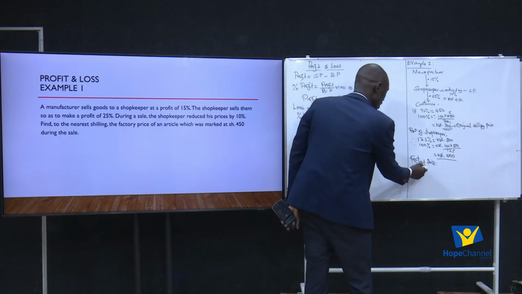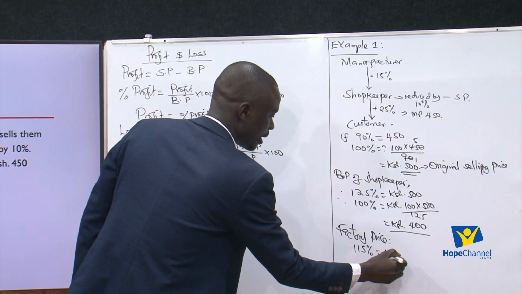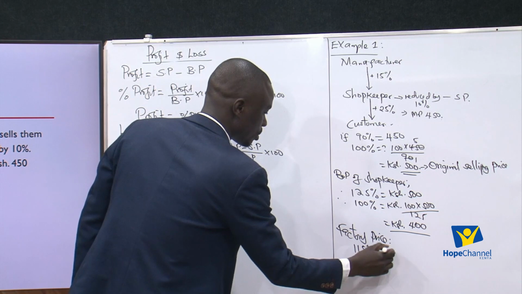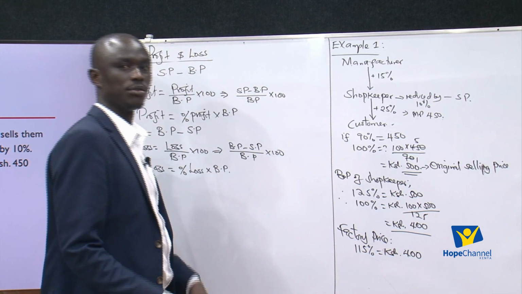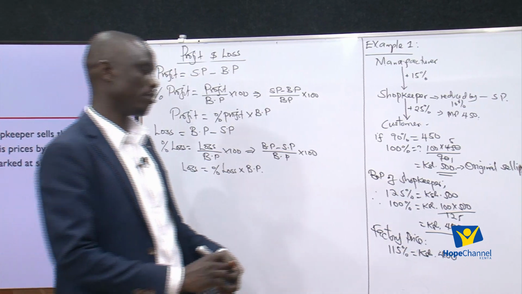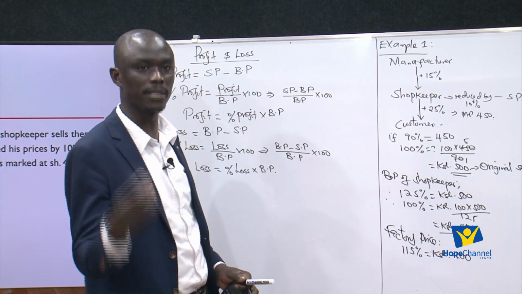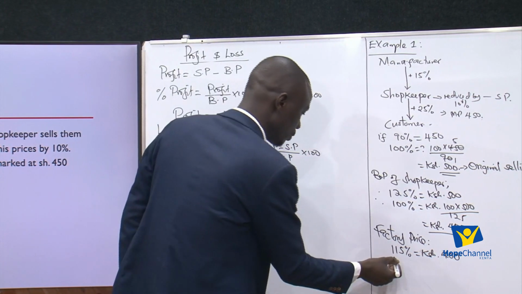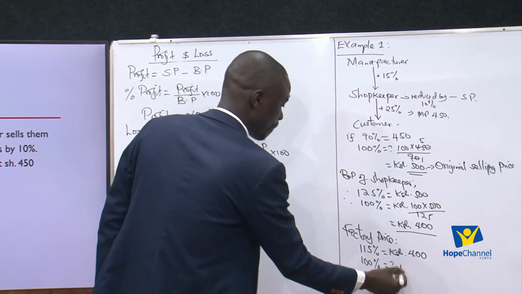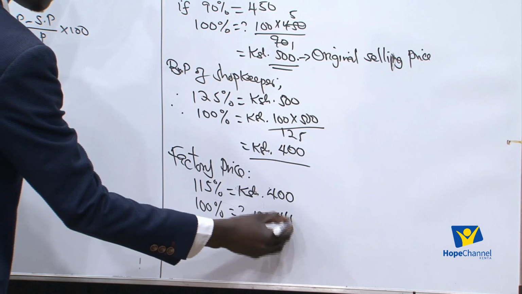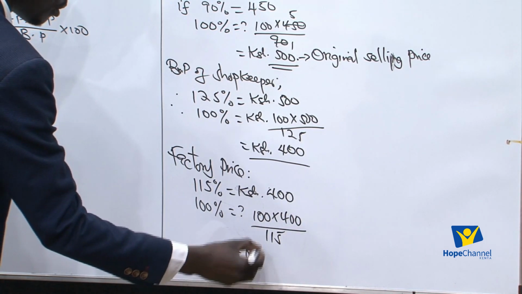So that means that 115% is equivalent to 400 shillings. So what about the original price, the factory price, which is now treated as 100%? So 100% in this case will give us how much? So it is 100 times 400 divided by 115. So this is the price.